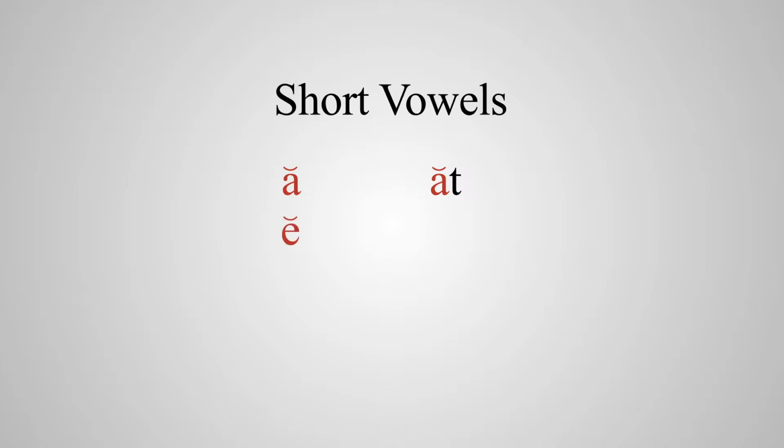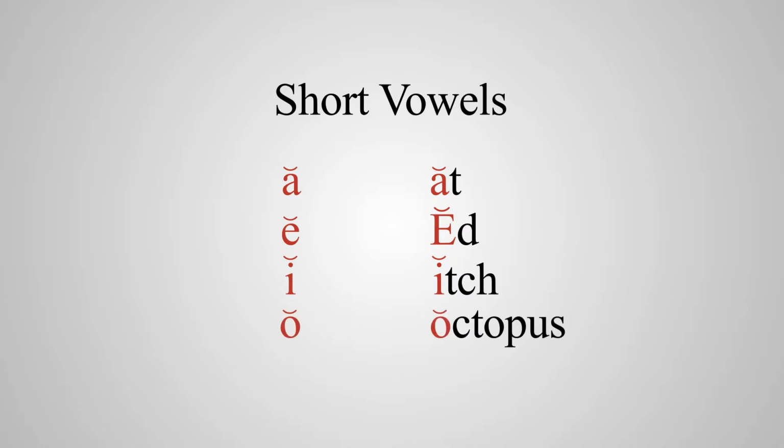Short vowel E sounds like eh, as in Ed. And again, we put the diacritical short vowel symbol on top of the vowel E. Short vowel I sounds like I as in itch. Short vowel O sounds like ah as in octopus, such as when you go to the doctor and he says open wide, say ah. You're actually saying the short vowel sound for O. Short vowel U as in up. And of course, you put the short vowel diacritical mark on top of each of those vowels.